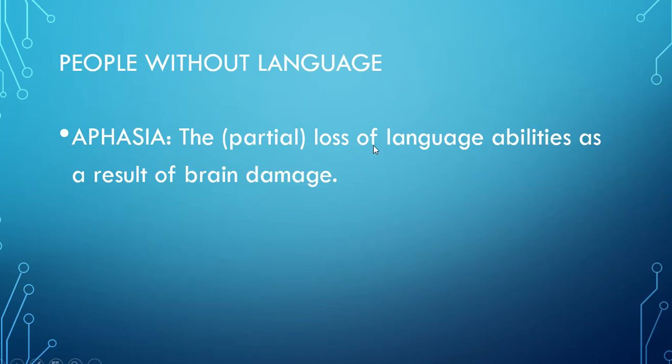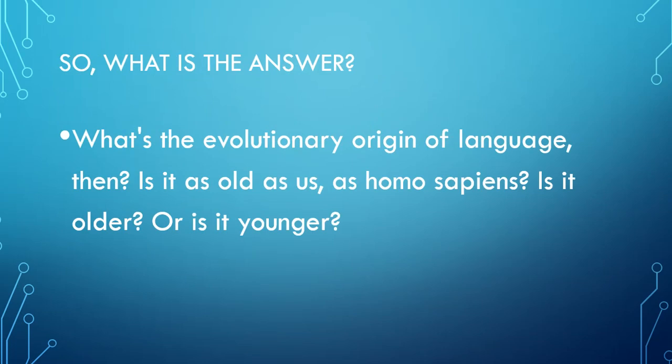So the answer to our original question, whether all humans have language, seems to be yes. Something must be really wrong for a human being not to develop some kind of language. But this raises an additional question. What's the evolutionary origin of language then? Is it as old as us as Homo sapiens? Is it older or is it younger?